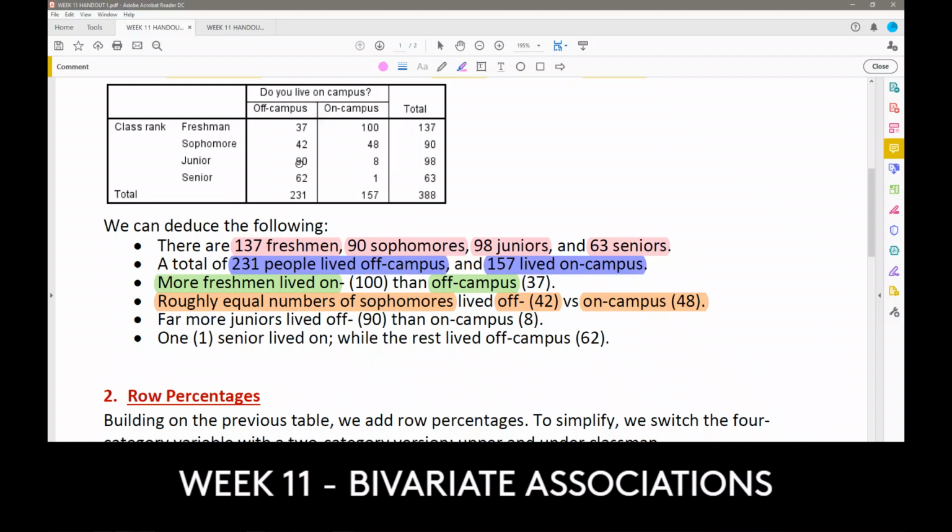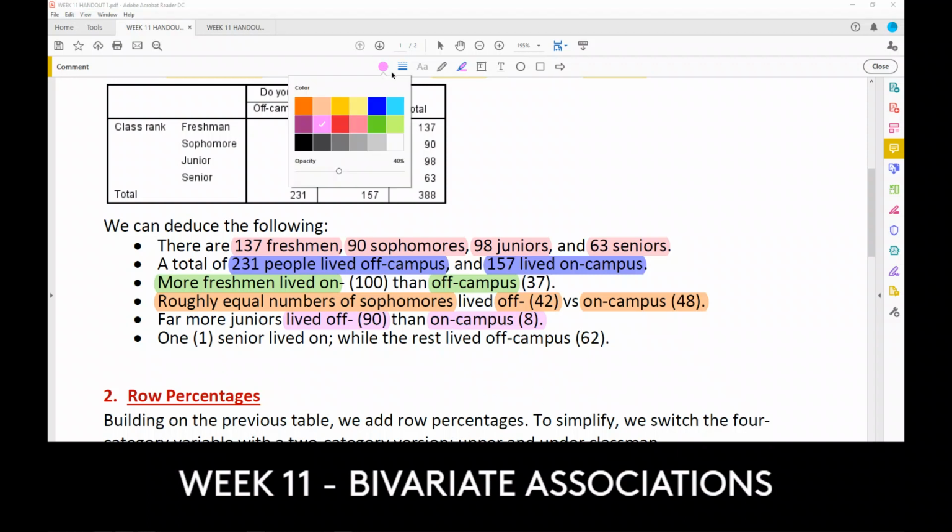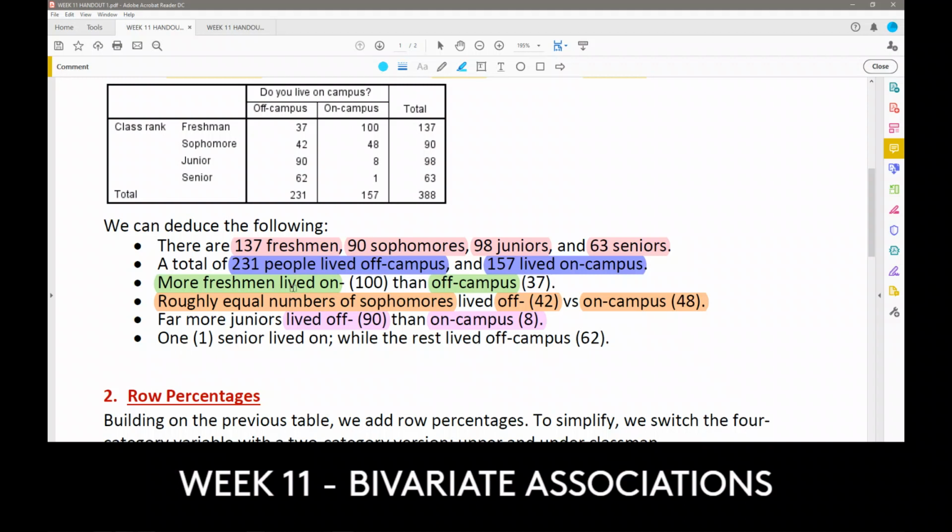And when we look at juniors, we can see that there's far more juniors who lived off campus than on campus. And again, that also makes sense because the older you get, the more likely you are to get your own apartment and whatnot. And then when we look at seniors, we can see only one senior lived on campus and the rest lived off campus. Very simple.